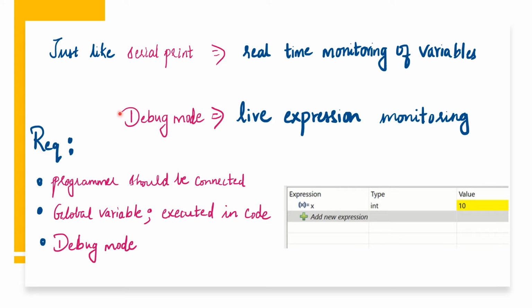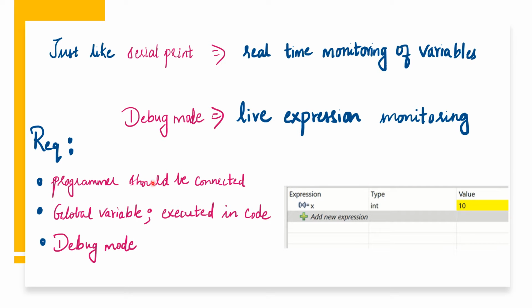For that, we have something called debug mode in STM32, where in live expressions, we can monitor any of our variables. For example, if x is our variable that we initialize as an int variable, then its real-time value is displayed over here. So how to do this is what we will see in this video.